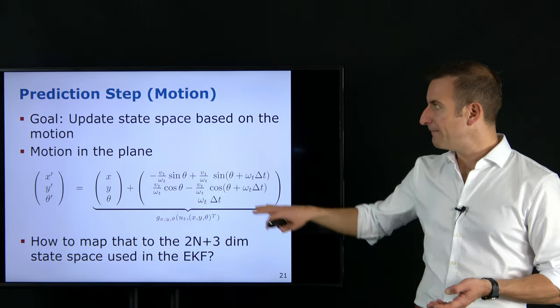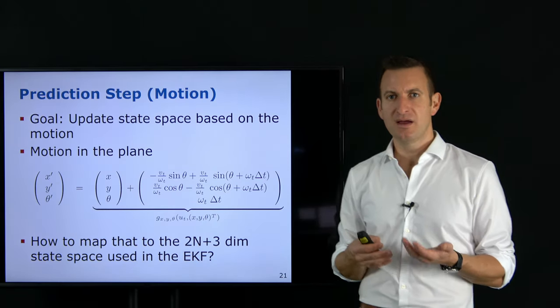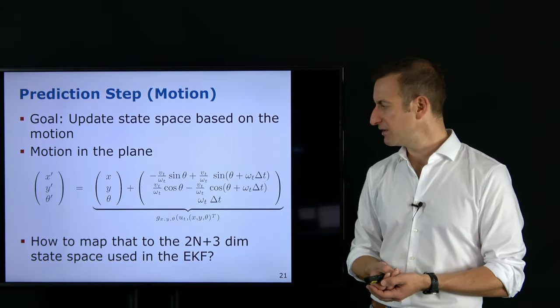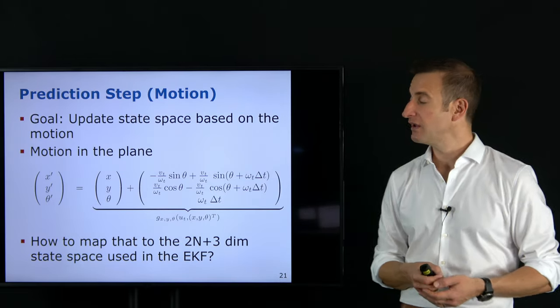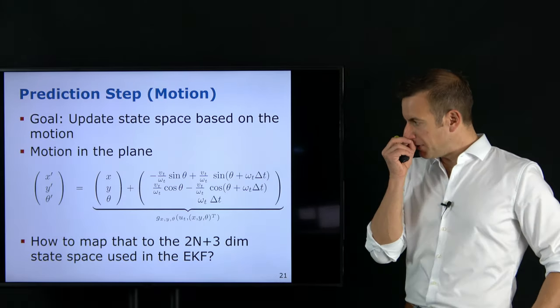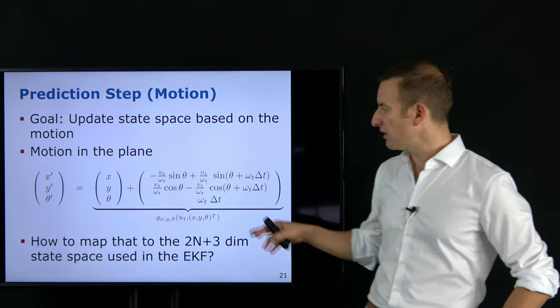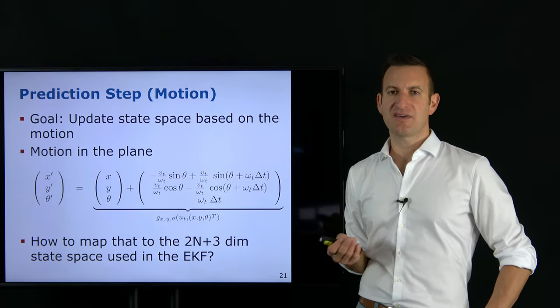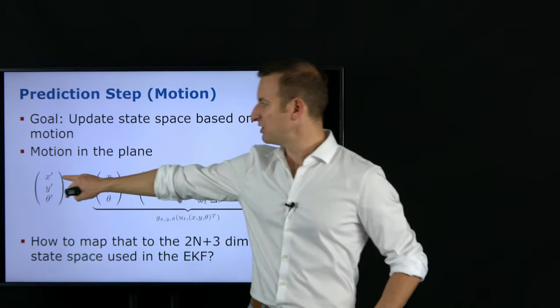This motion step only changes the three dimensions of the pose of the platform, so where the system is: my x, y, and theta coordinates. That makes sense, because when you move through the environment, you're not changing the landmark locations. But we need to update our state vector, which is 2n plus 3 dimensional and not just 3 dimensional. So how do we actually map that into our state vector? In practice, we would only update the first three dimensions, so we can actually compute this manually.